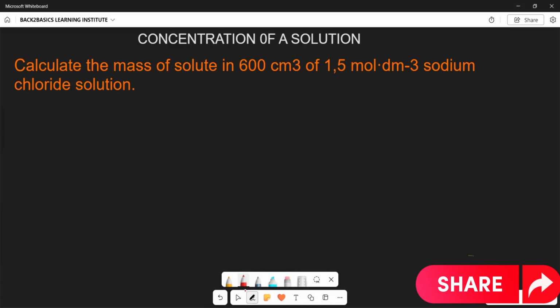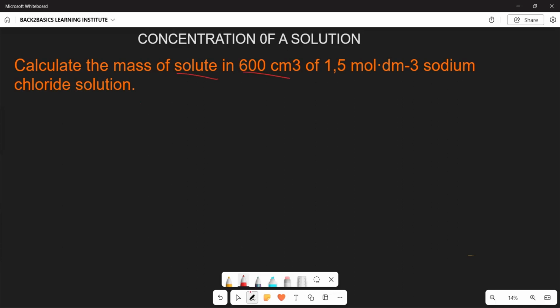Now let's say this is our second example, and in this second example they want us to calculate the mass of the solid in 600 centimeter cubed of 1.5 mole per decimeter cubed sodium chloride solution. Now, what is it that we are going to do? What are we given? Firstly, we have this as our volume, and we have this as our concentration. But what is important is they want us to calculate the mass, which is the small m, right?